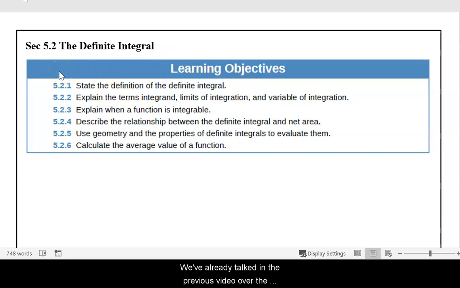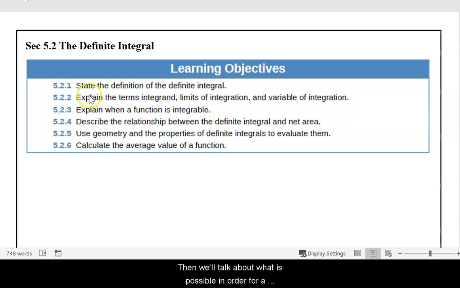We've already talked in the previous video over the antiderivative about what an integrand is. And we've also talked about the differential and the variable of integration. We have not, however, seen yet what limits of integration are and how they relate to the integrand and the differential, the variable of integration.